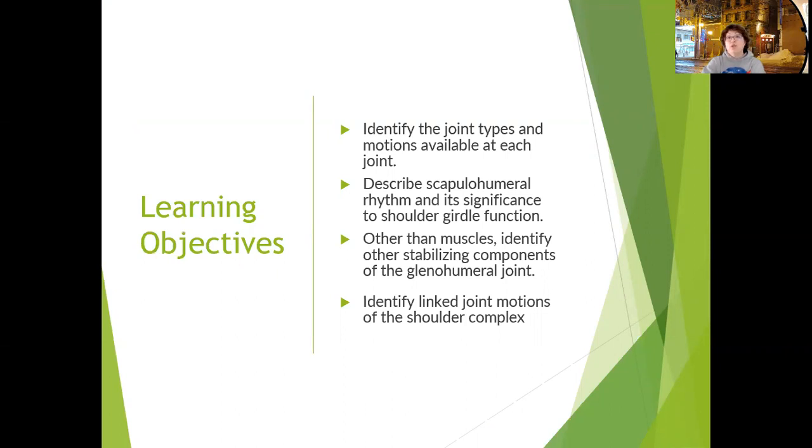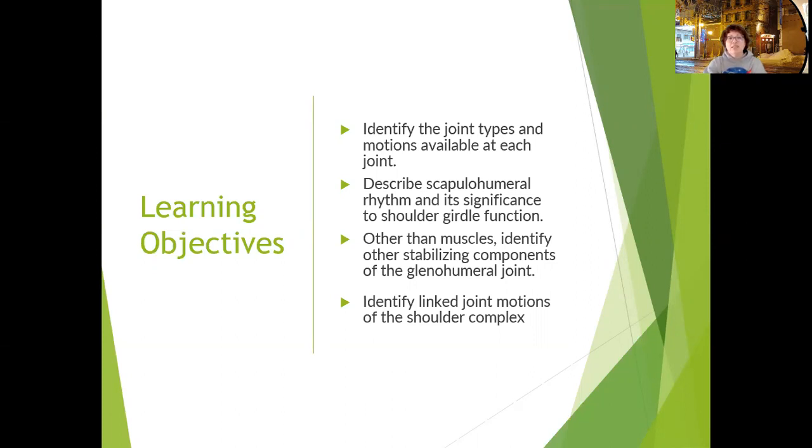This scapulohumeral rhythm, what is it, and what is its significance to shoulder girdle function? And really, scapulohumeral rhythm is a fine example of the cooperation of the different joints in the shoulder girdle. Other than muscles, what are the stabilizing components of the glenohumeral joint? We're going to talk about some of those in this section and some in the next section where we talk more specifically about ligaments.